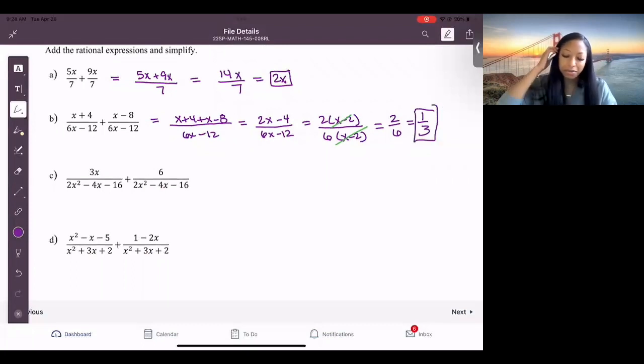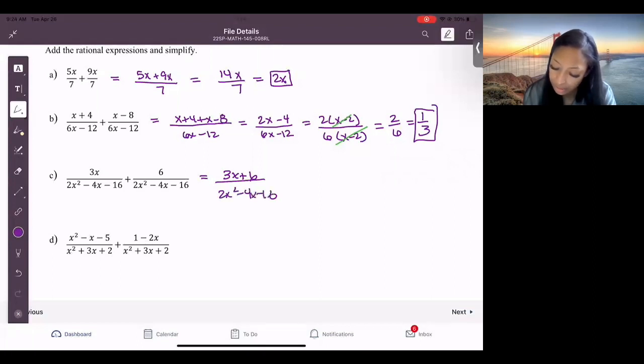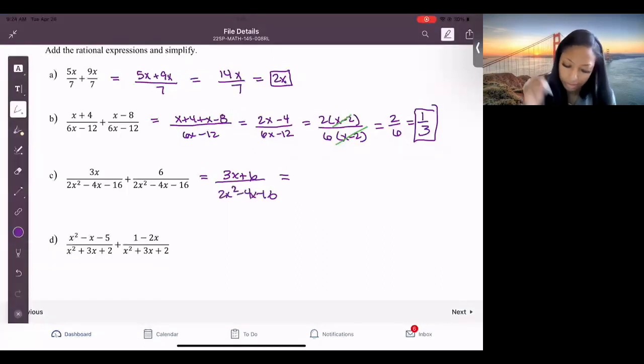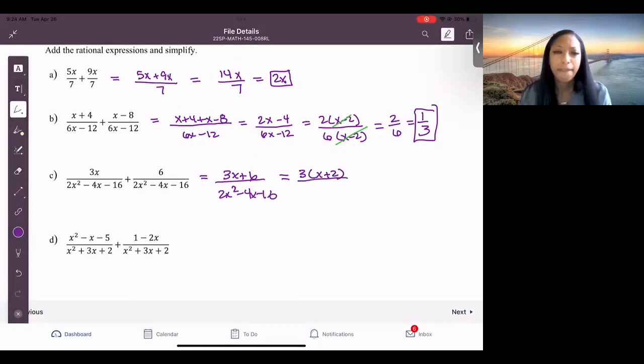If we add the numerators together in part C, 3x and 6, we get 3x plus 6 over our common denominator, 2x squared minus 4x minus 16. Again, we do not add the denominators together, we just keep the common denominator. Factoring here gives us 3 times x plus 2 over 2x squared minus 4x minus 16.